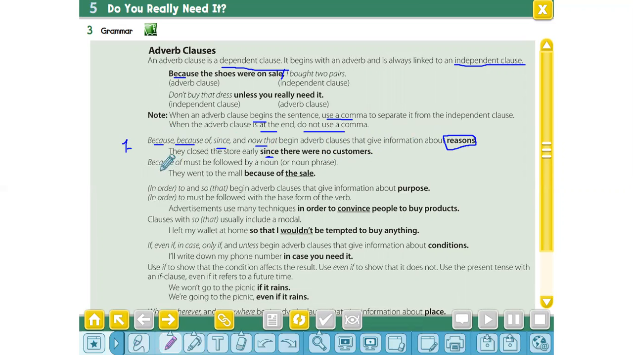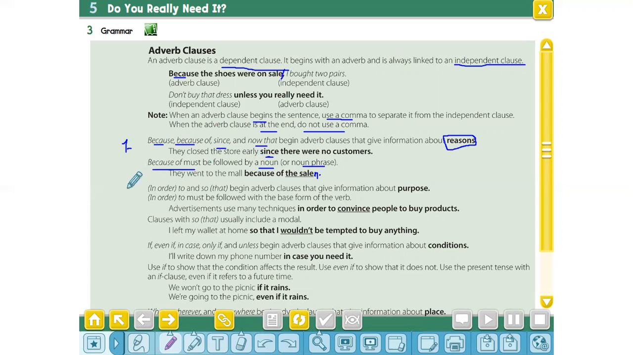But pay attention to the use of because of. Because of must be followed by a noun or a noun phrase. But because and since and now that are followed by a complete sentence or independent clause. Because of is followed by a noun. For example, they went to the mall because of the sale. Here, because of is followed by a noun. So I use because of, not because or since or now that.